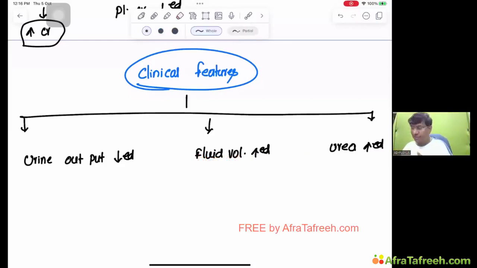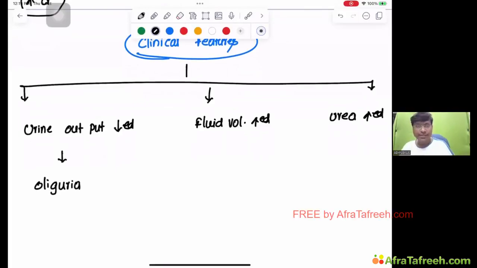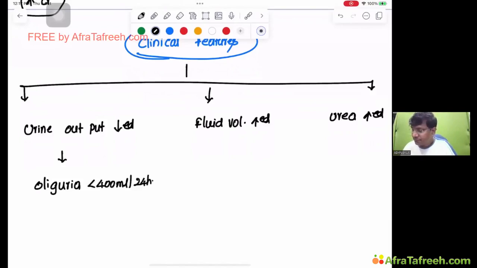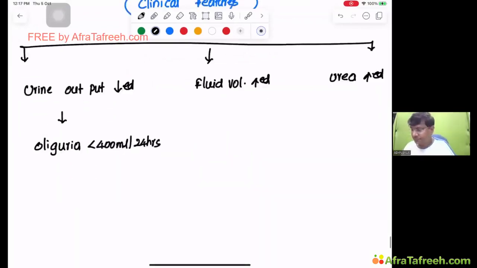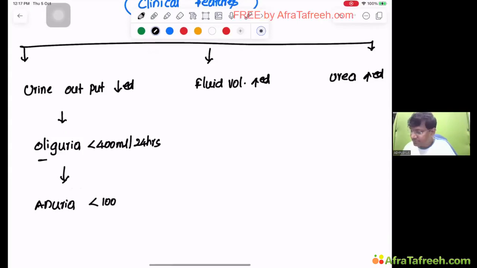Now, once the urine output is reduced, how much will that be reduced? The individual may go into a state of oliguria. When do you call oliguria? When the urine output is less than 400 ml per 24 hours. And as the severity of the acute kidney injury increases, the oliguria will go into a state of anuria. Right? When do we call anuria? When the urine output is less than 100 ml per 24 hours.